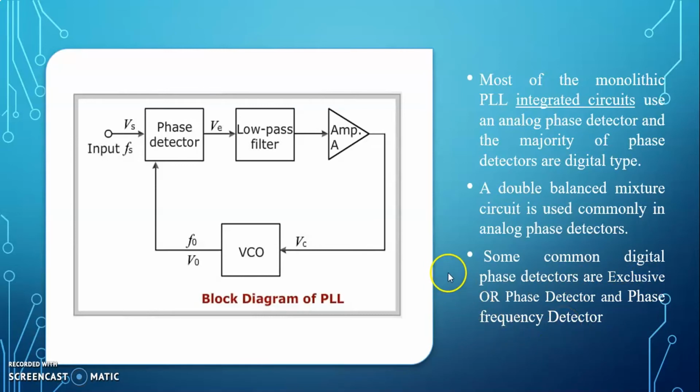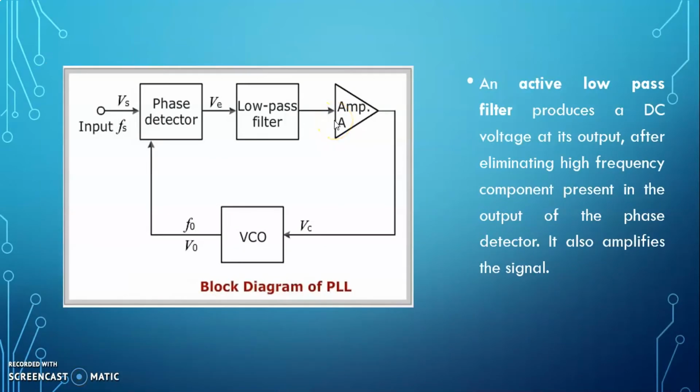That is, for the phase detector, there are two types: analog phase detector and digital phase detector. A double balanced mixer circuit is an example of an analog phase detector. Here the exclusive OR phase detector and the phase frequency detector are examples of the digital type phase detector.